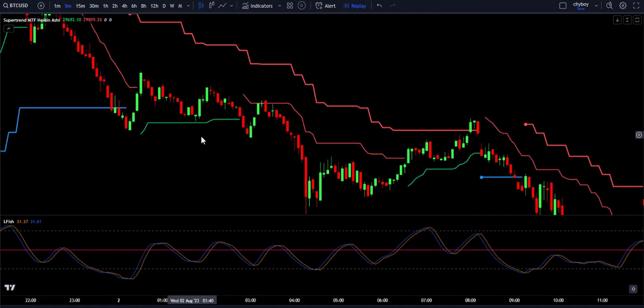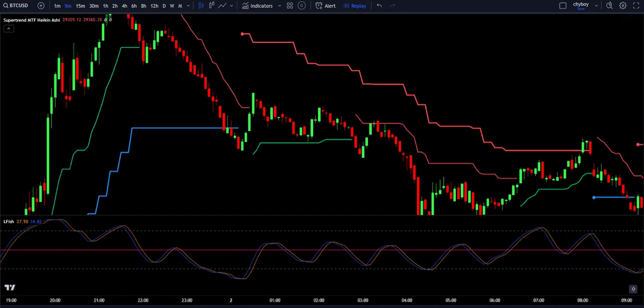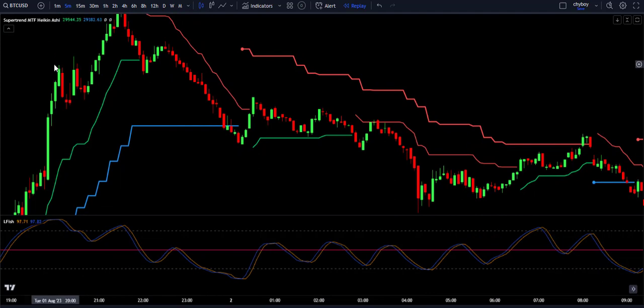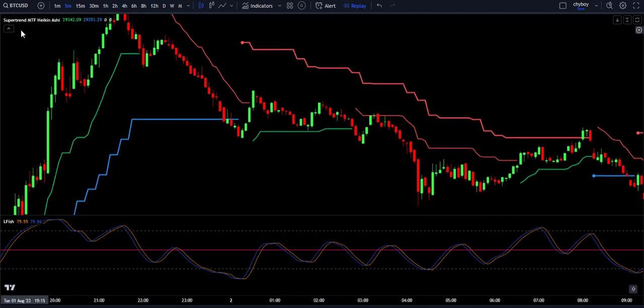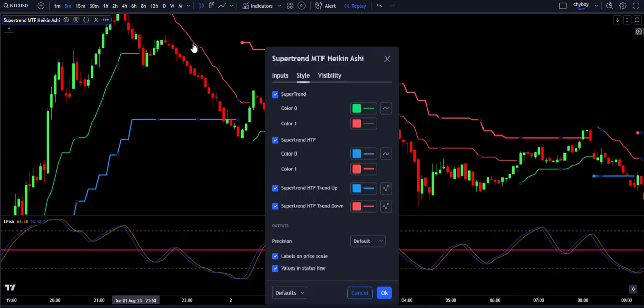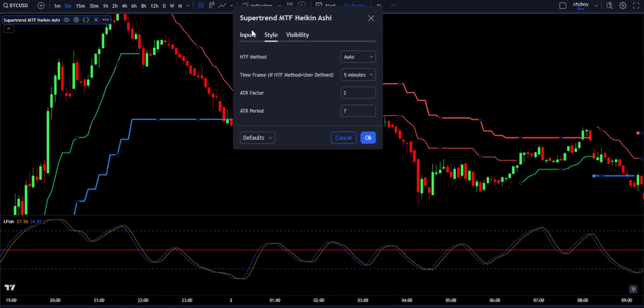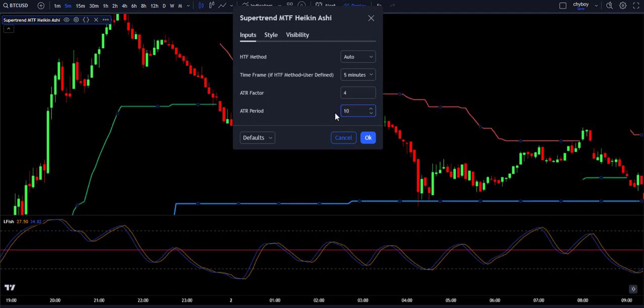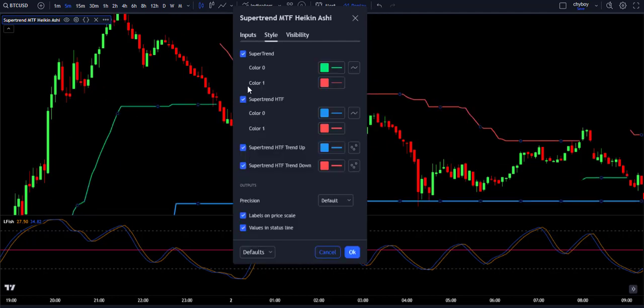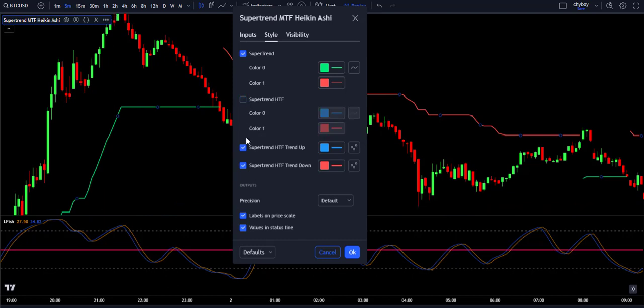But before we discuss how this indicator works, let's set it to fit the strategy that we are discussing. Then we go over to the indicator settings. There on the input settings, set the ATR factor to 4 and set the ATR period to 10. And then go to the style settings. There uncheck the Supertrend HEF and also Supertrend HEF up and down. After that, press OK.